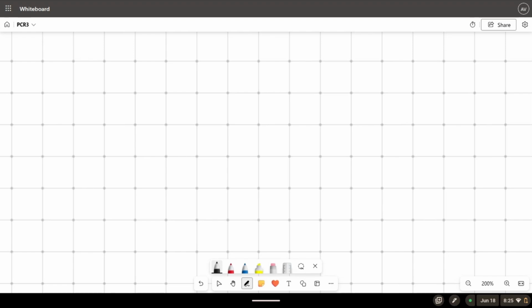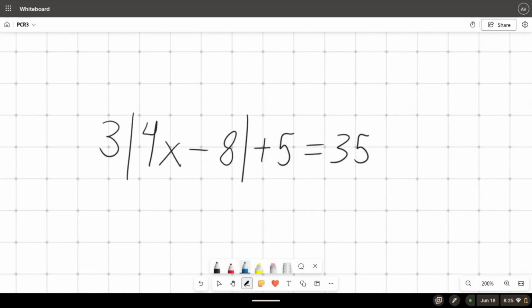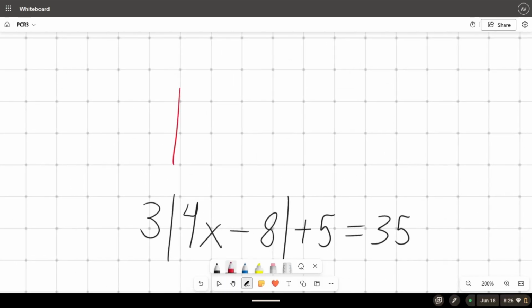First up, let's start off with a slightly easy one. 3 times the absolute value of 4x minus 8, plus 5, is equal to 35. The first thing I want you to notice is that there are no variables outside of the absolute value. This means we can use the distance approach. But first, we need our equation to be in the correct form. The one we established in the last video is |x minus h| is equal to c.